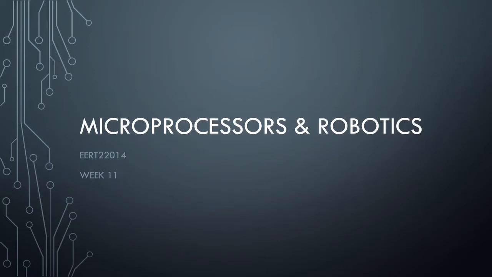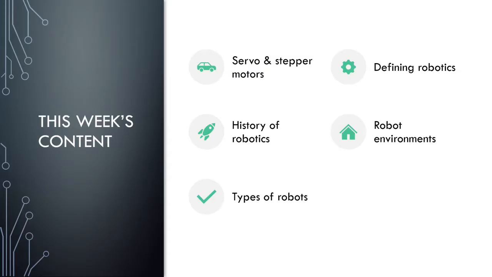Welcome to week 11 of microprocessors and robotics. We're going to shift our focus to robotics. And this week we're going to be taking a look at servo and stepper motors, kind of the history of robotics, the different types of robots, how we define robotics, and some different environments that we would find robots in.